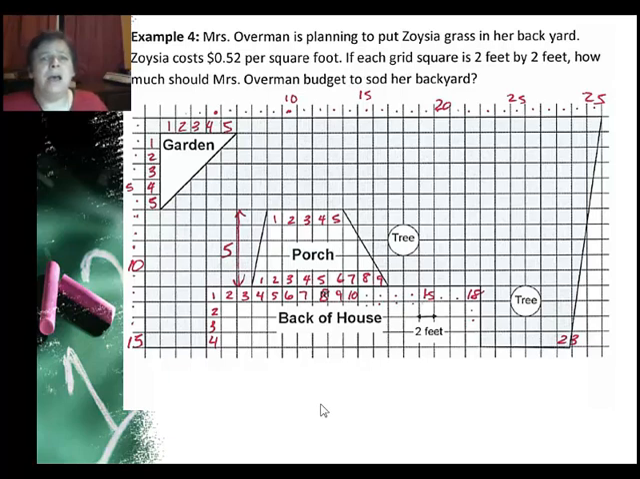So, first of all, I'm going to need to know how many square feet total I have. I'm looking at a trapezoid right here, which is kind of the backyard, but then I have to take out the back of this house.